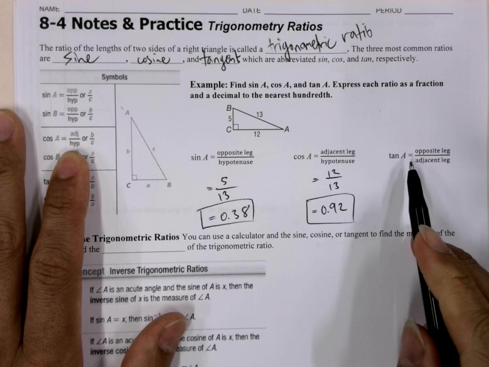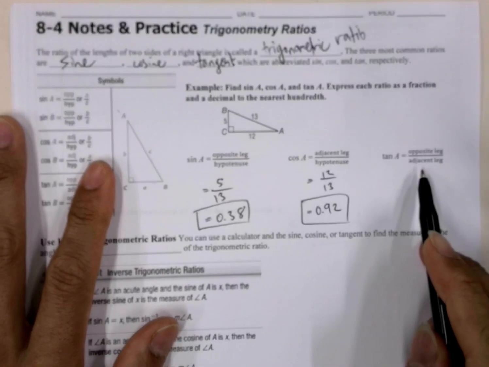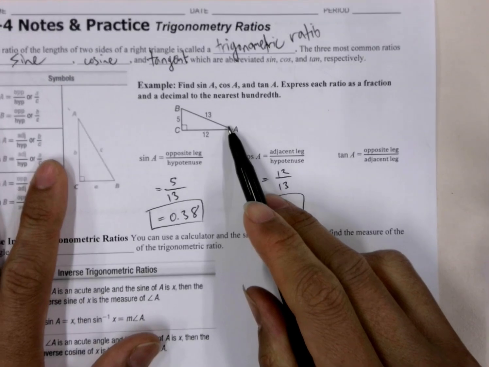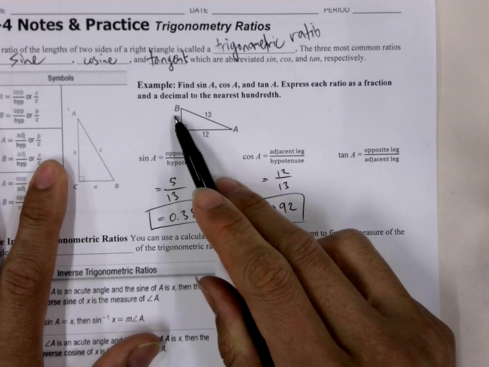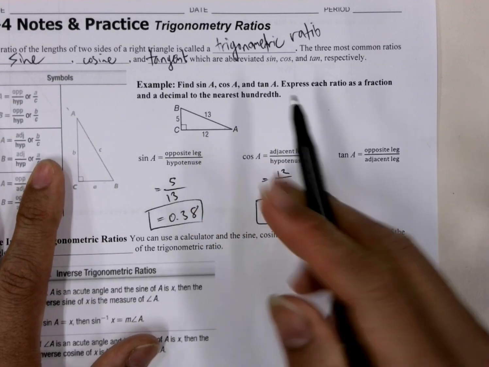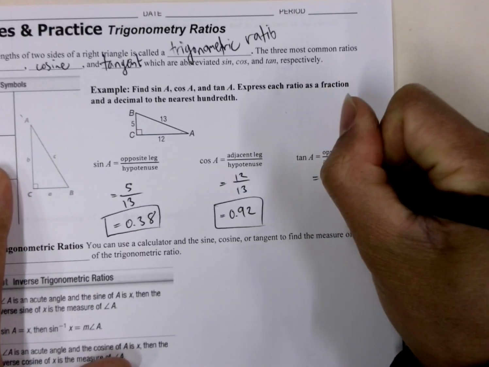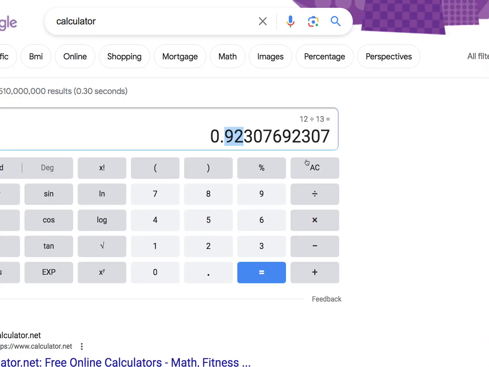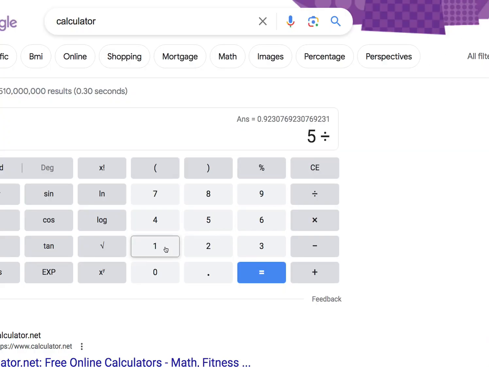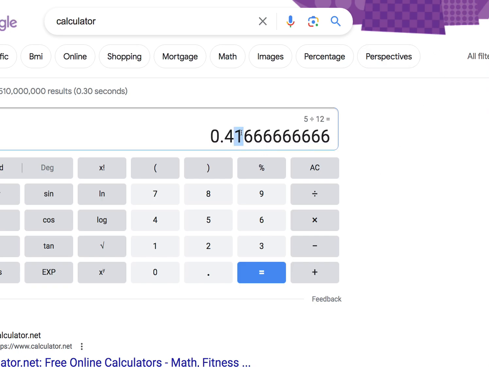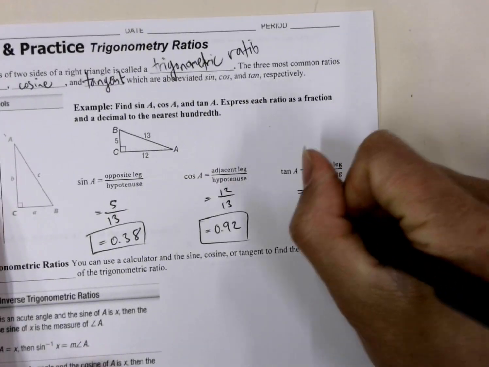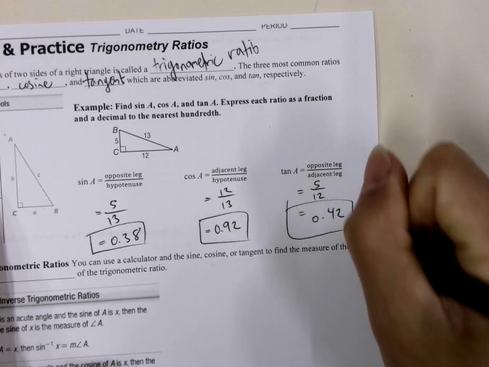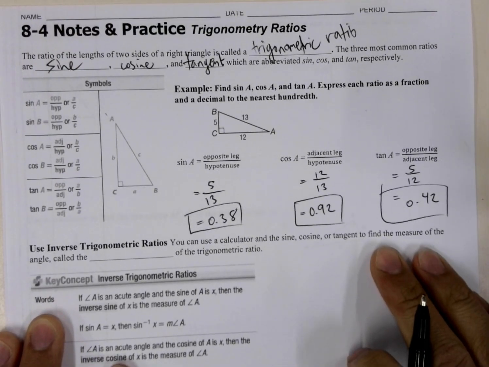And then the tangent of A is opposite over adjacent. So here we're on A. Opposite would be 5. Adjacent would be 12. So we'll do 5 over 12. Go over to our calculator: 5 divided by 12 is equal to, now we're rounding to the hundredths place. Since we have a 6 in the thousandths place, we're going to round it up to 0.42. Box that. And so that's how we do that.